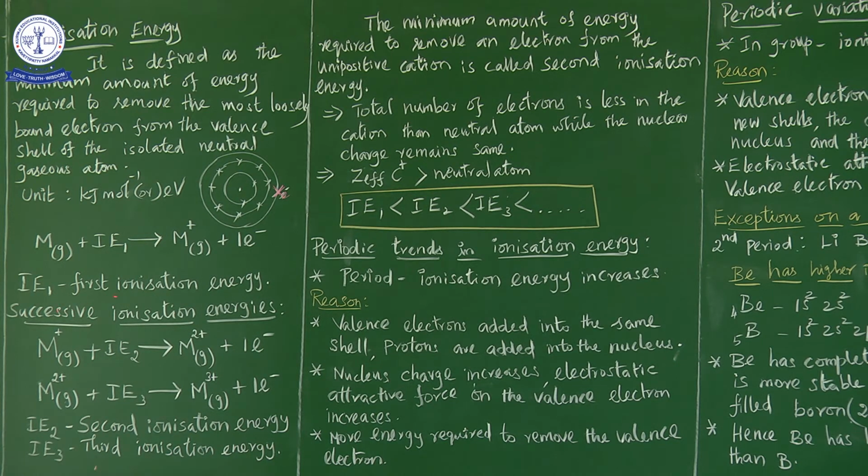Then the successive ionization energies. Successive ionization energy means second ionization energy, third ionization energy, fourth ionization energy. The second electron is removed from the monovalent gaseous cation. The two electrons cannot be removed simultaneously. First one, then the next one. So M plus, the monovalent gaseous cation formed in the first step, is in the gaseous state. We apply some more energy and we get M2 plus.